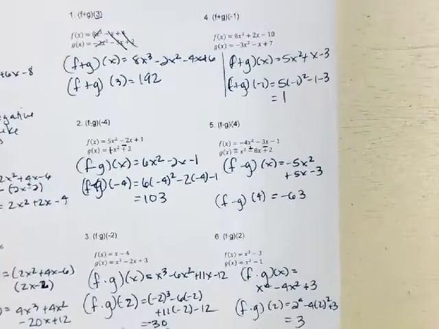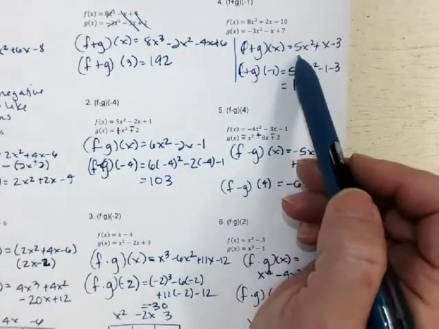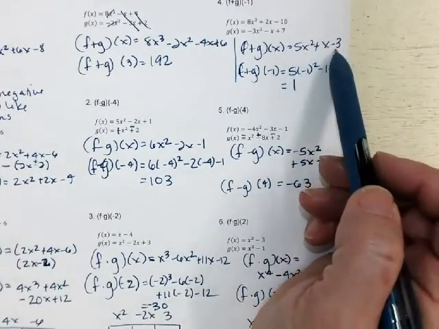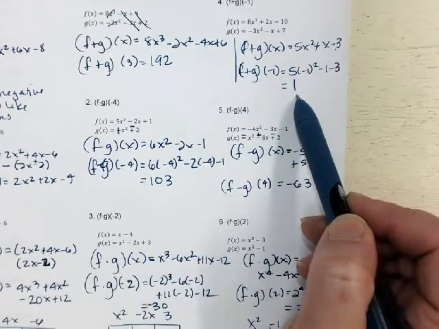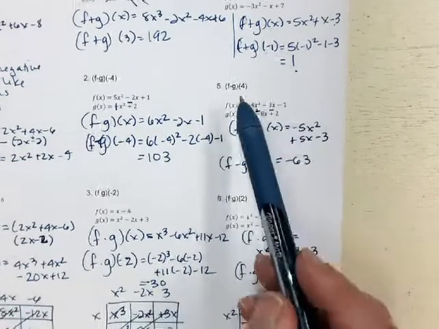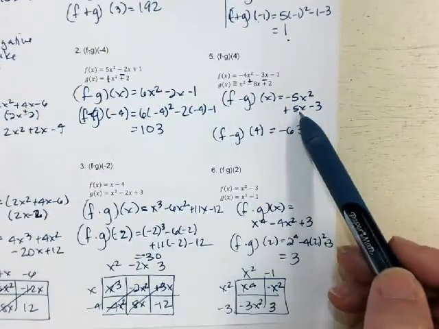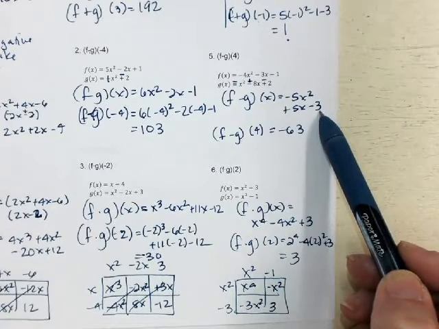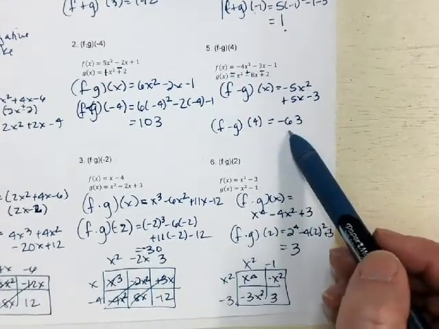Alright, so here are my answers. For number 4, I got 5x squared plus x minus 3 when I added them. I substituted in the negative 1, and I got 1 for my answer. On number 5, when I subtracted, I got negative 5x squared plus 5x minus 3, because I just changed the signs. And I got negative 63 when I plugged in the 4.